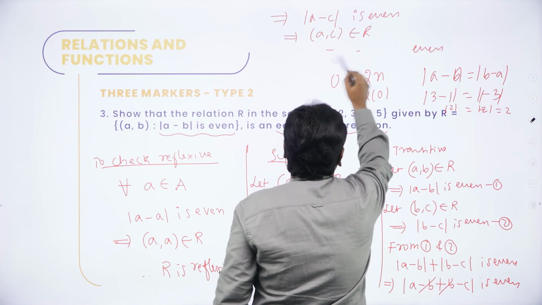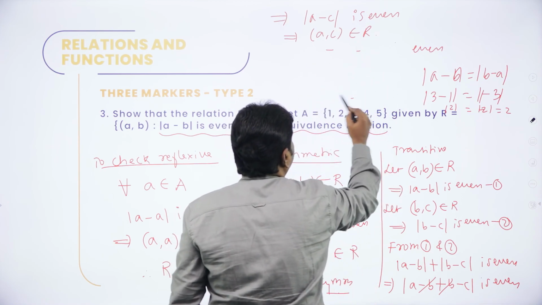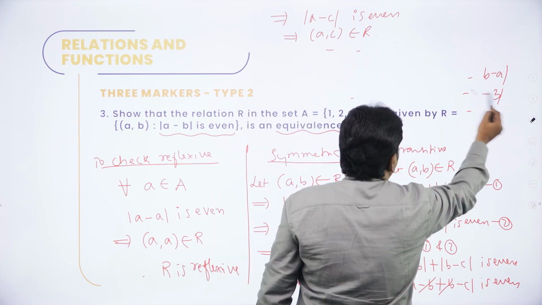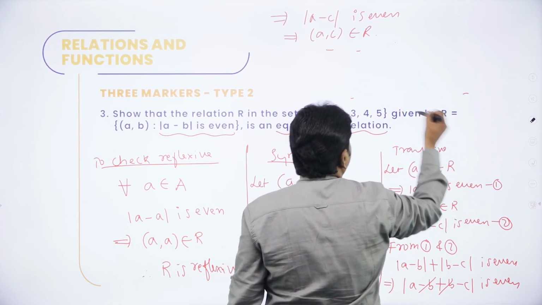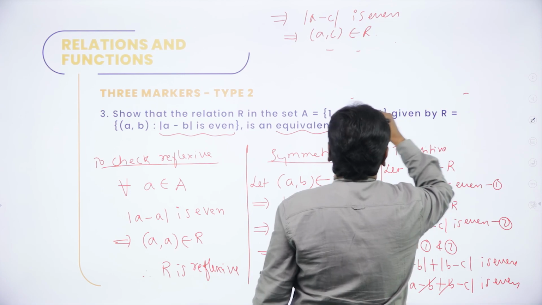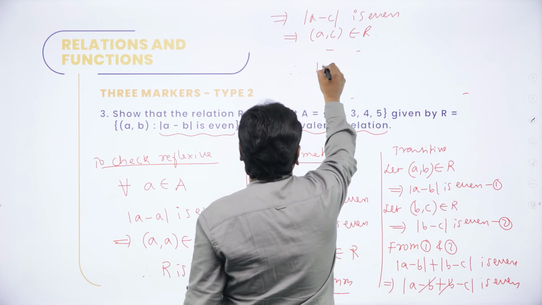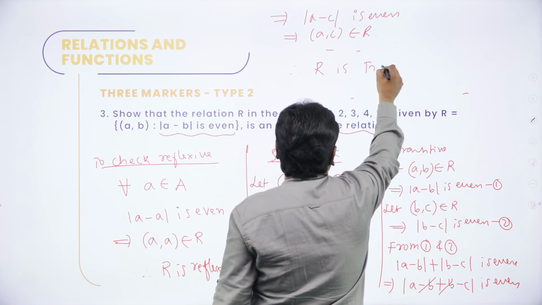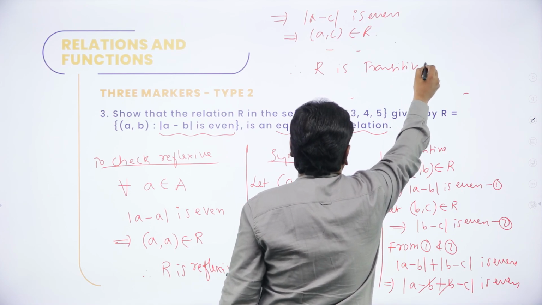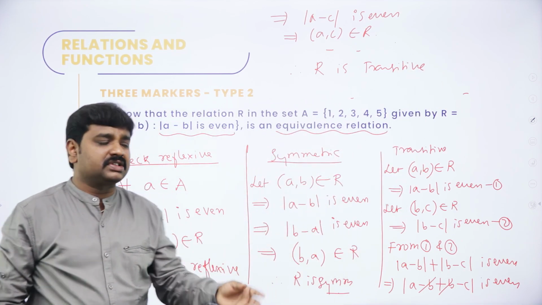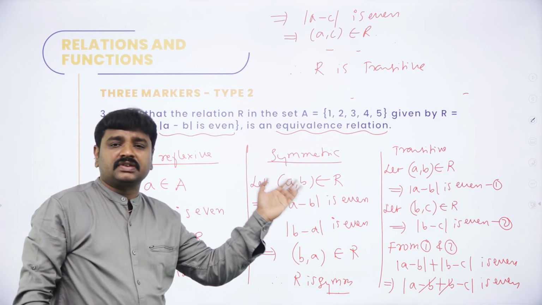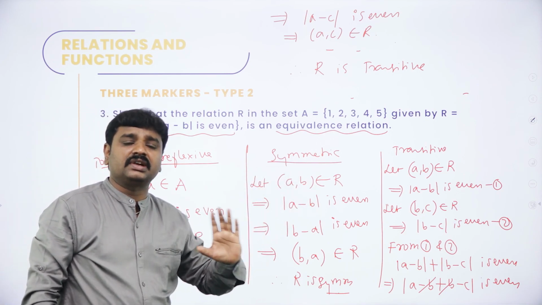So if it is reflexive, symmetric and transitive, therefore it is equivalence. What is equivalence? It should be reflexive, symmetric and transitive. So now the conclusion is simple. Therefore R is transitive. If R is reflexive, symmetric and transitive, then it is equivalence. Finally, we will write, since R is reflexive, symmetric and transitive, it is equivalence, and we will conclude.